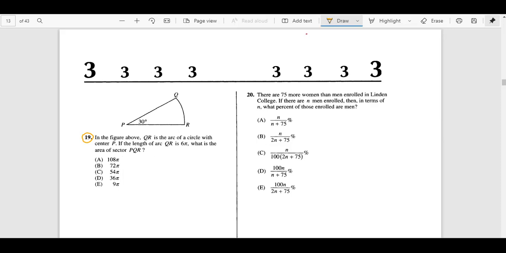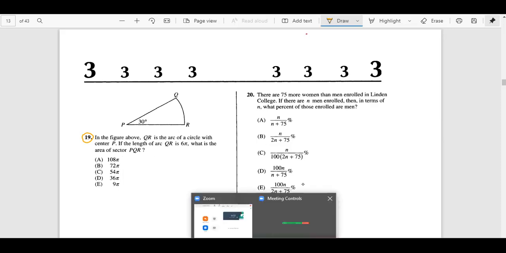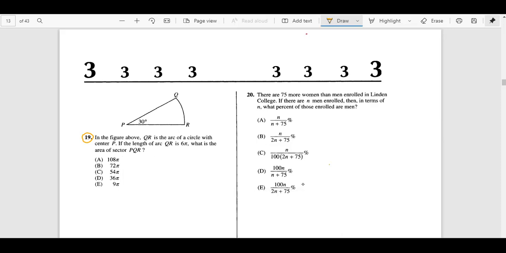Ma'am, the answer is A. Okay, and Zahib, are you done as well? I think it's D. Okay, D. All right, so this time Isha is right. Okay, so let's do it together.